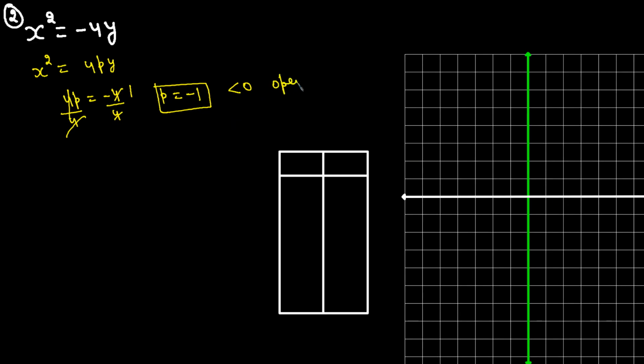So we'll open down. Okay, let's write down the focus. So focus is 0 comma p, which is 0 comma negative 1, and where x is 0, y is negative 1. So this is my focus, and directrix is going to be y is equal to minus p, which is minus, and minus 1 gives you positive 1. Okay, so y is equal to positive 1. So line over here.